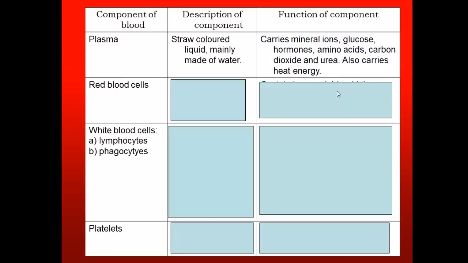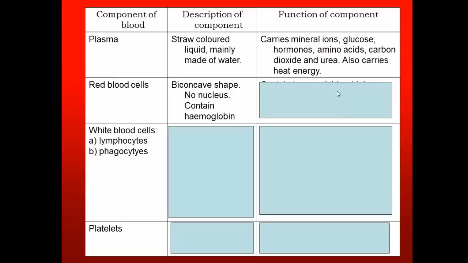And its function is, as we just discussed, to carry mineral ions, glucose, hormones, amino acids, carbon dioxide, and urea, and carry heat energy around. Red blood cells, they have a biconcave shape, and we'll look at that shape quite soon. They have no nucleus, which is a little bit strange for an animal cell.